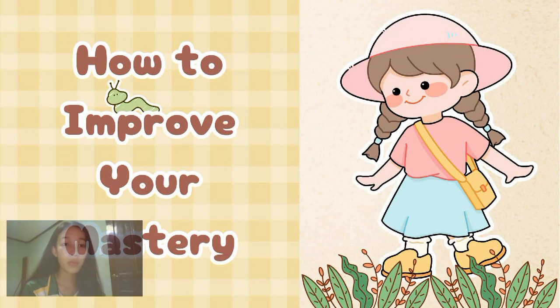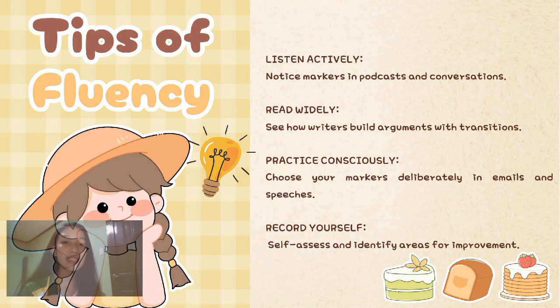So, how can you be more proficient? First, listen actively. Pay attention to how speakers in podcasts, interviews, and conversations use these little words. Notice how they speak and the rhythm they create. This helps you understand the natural flow and placement of discourse markers in communication. Second, read widely. See how professional writers use transitional phrases to build their arguments smoothly.